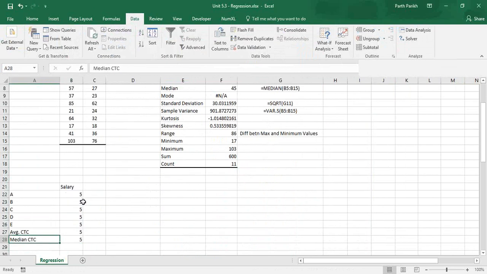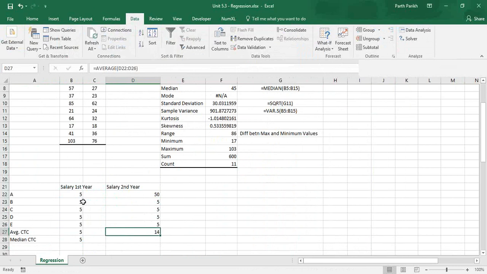Now I have a salary in the first year, and now I have a salary in the second year. Surprisingly, A's salary went from 5 to 50. B, C, D, E's salaries remained the same, due to whatever reason. Now I am trying to find out the average CTC. The average CTC would have already increased, to 14.